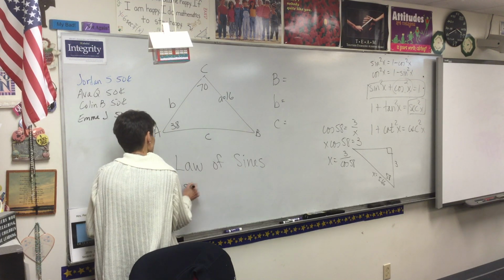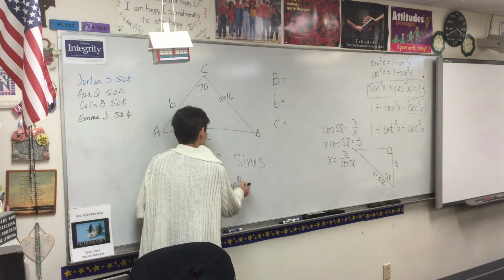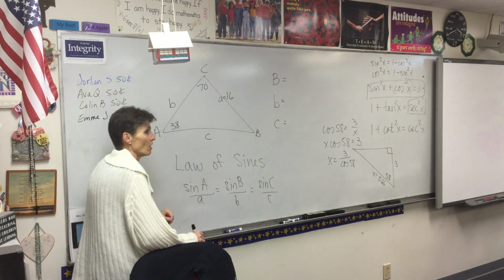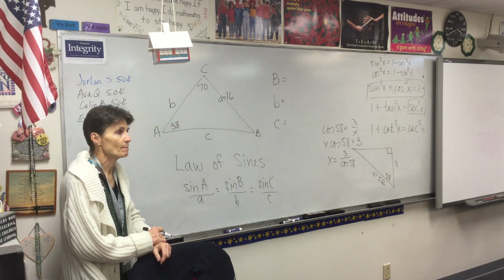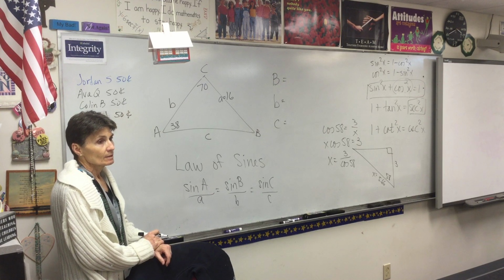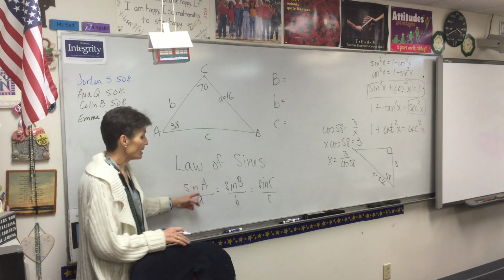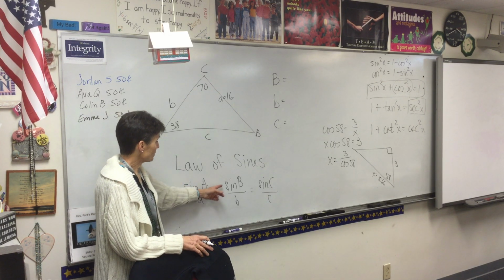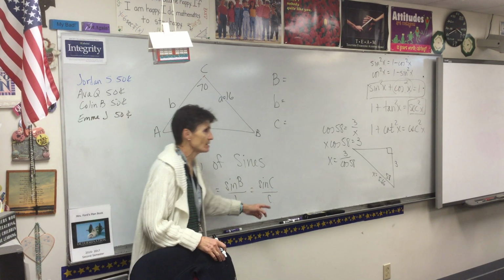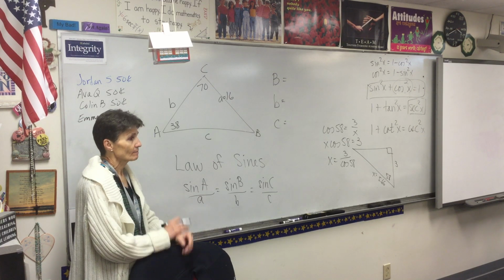The law of sines says this: sine of A over a equals sine of B over b equals sine of C over c. Everybody loves the law of sines. It's really, really, really easy to memorize, and it's really, really easy to use. The law of sines is a proportion. Sine of angle A over side a equals sine of angle B over side b equals sine of angle C over side c. That's the law of sines.